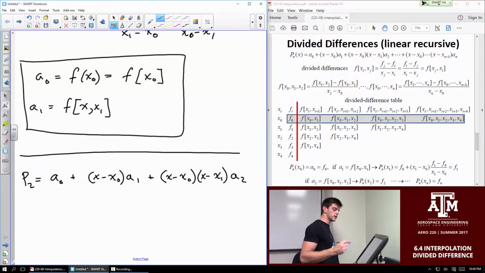If you were to do a cubic, you would have these three terms plus another term, which will have a longer product chain. The nice thing about this is that in order to increase the order of your polynomial, all you need to do is add a new term. You don't need to change any of the old existing terms that you've already gotten. And that's one of the powers of the divided difference table. You can grow it online. You can develop it live, so to speak.